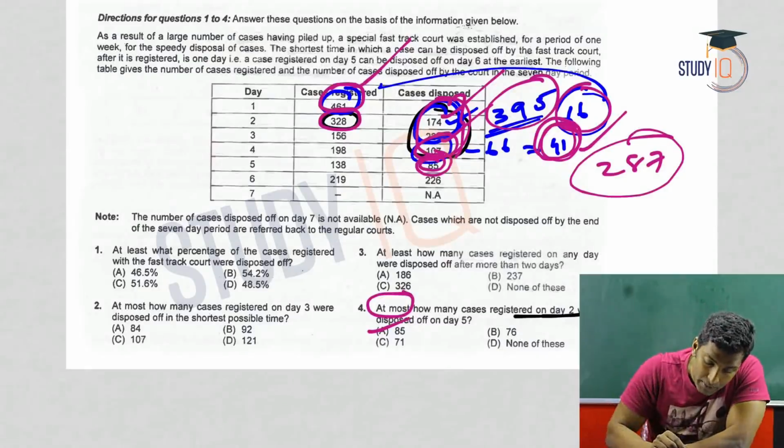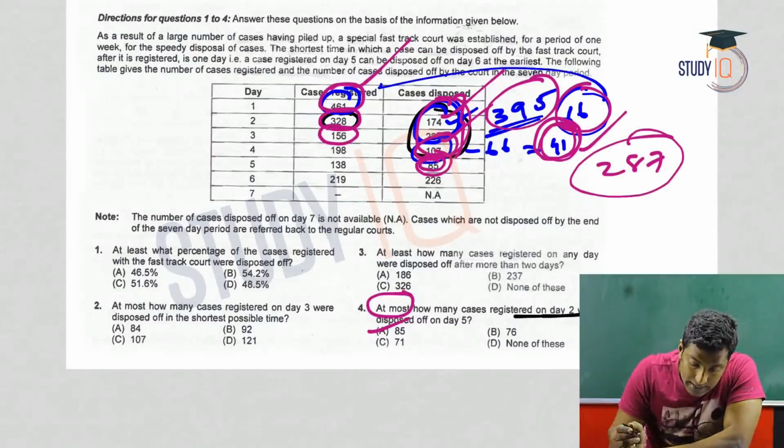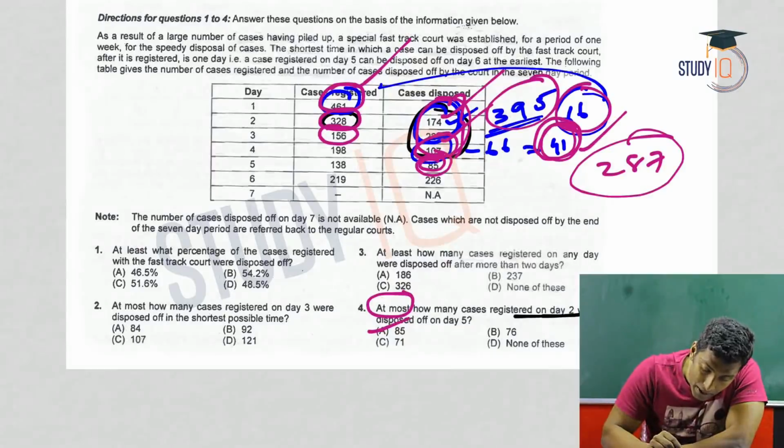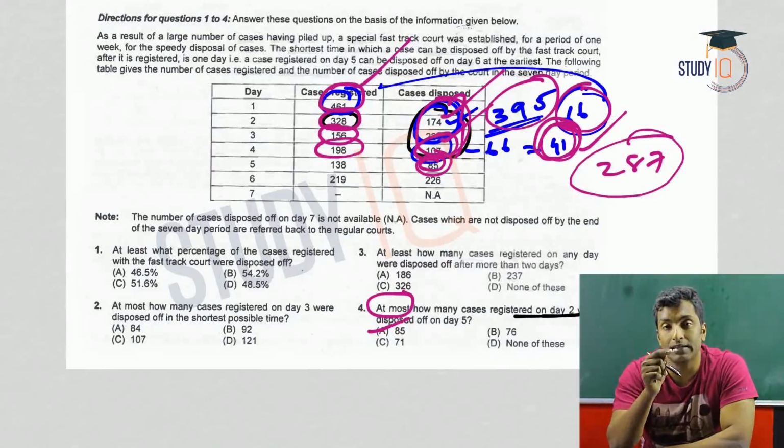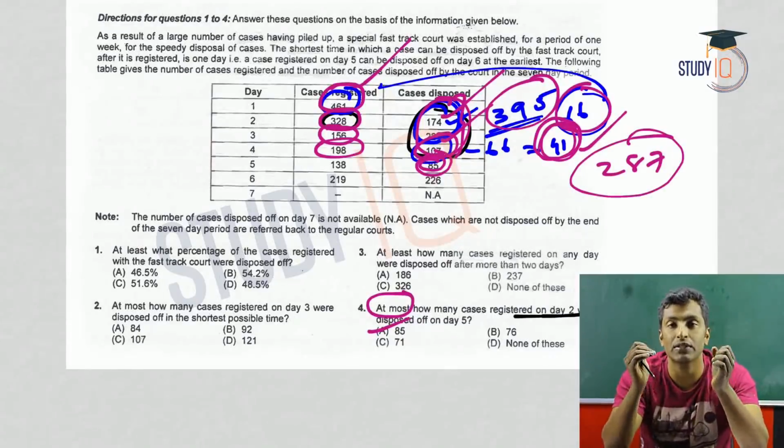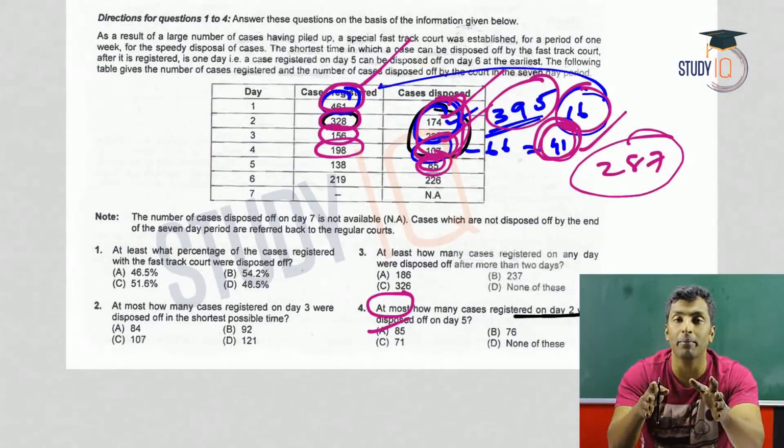But it can be from this 156 also. I'm not saying that is not possible. It can be from 198 also. But since I want to maximize, I am saying that the 85 cases which were resolved on day 5 are from day 2.